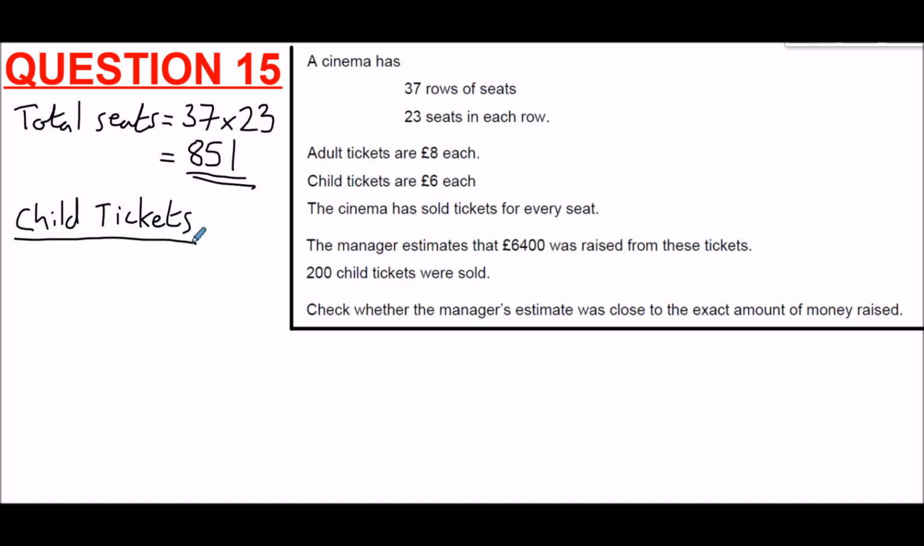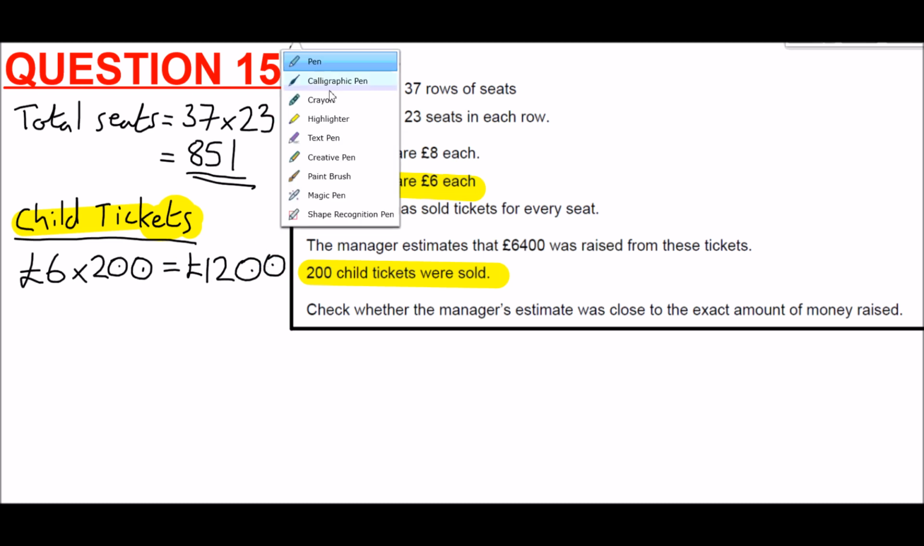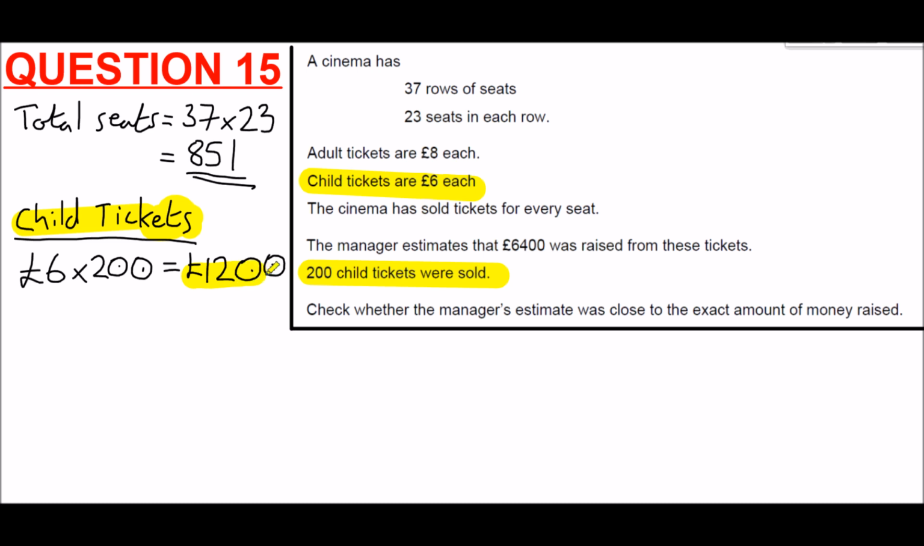So for the child tickets, if we're told that 200 child tickets were sold, and child tickets are £6 each, the total money raised from selling off the child tickets would be £6 multiplied by 200. So we can do this as 6 times 2, which is 12, then simply add on the zeros afterwards. 2 zeros here, so 2 zeros added on. And so money from the child tickets was £1,200.